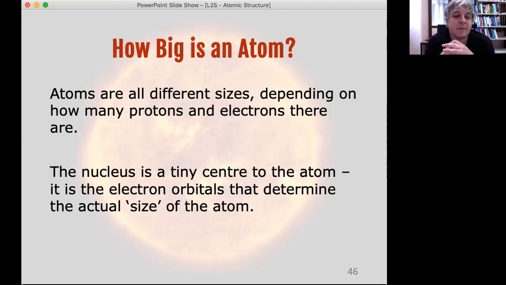The nucleus is a tiny center to the atom. It's actually really small, as we're about to discuss. It's the electron orbitals that determine the actual size of the atom. So when you're talking about the size of the solar system, you don't talk about how big the sun is, you talk about how big the orbits of all the planets in the solar system are. It's the same thing with atoms. When you talk about the size of an atom, you don't talk about how big the nucleus is, you talk about how big the outer electron orbitals are, how big those biggest electron shells are. That is what determines the size of the atom.